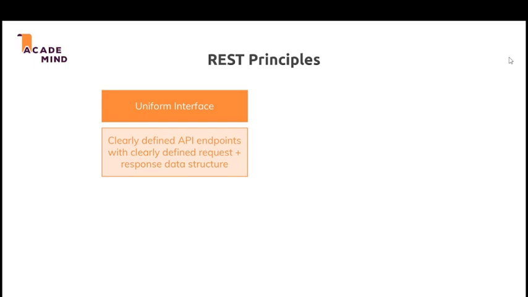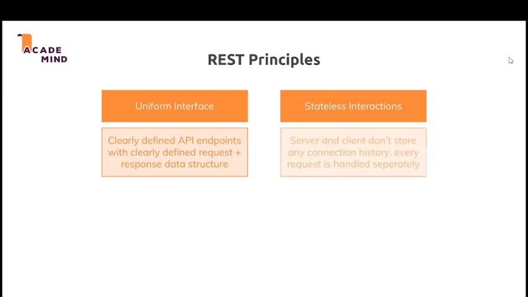The second important principle I want you to keep in mind is the stateless interactions principle. And this will be super important when we later talk about authentication. When building a REST API, the server and the client are totally separated. They don't share a common history. So no connection history is stored and no sessions will be used therefore, because every incoming request is treated as if no prior requests were sent.